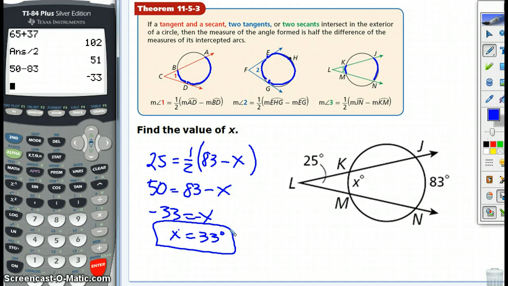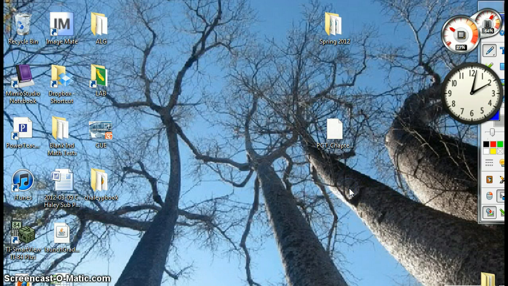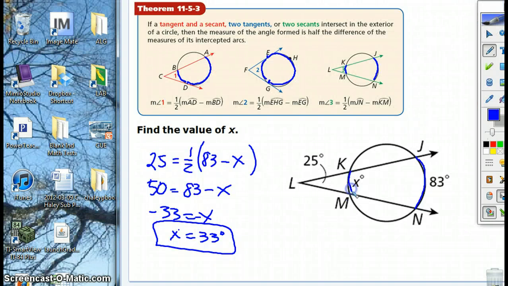So once again, the key thing here is that we're taking half the difference of the measures of the intercepted arcs. This was the intercepted arc here, and that's the intercepted arc right there. So 25, the angle formed by the two secants, is 1/2 that minus that right there.